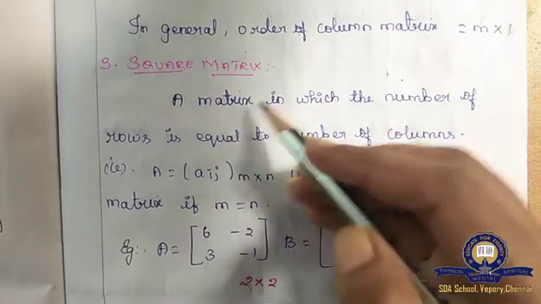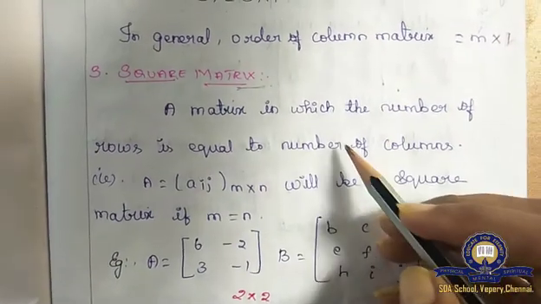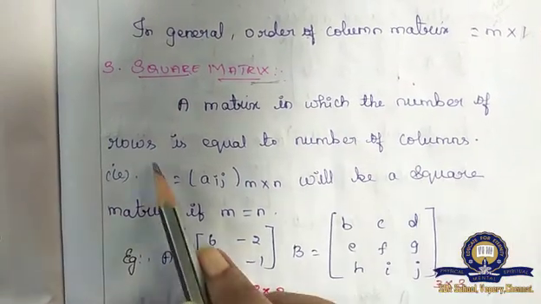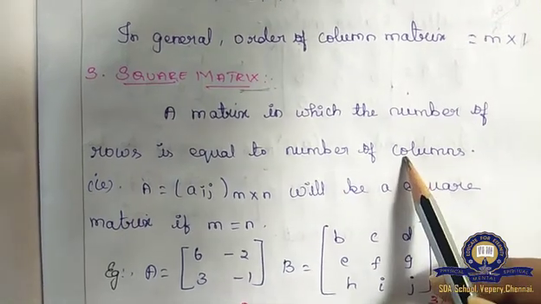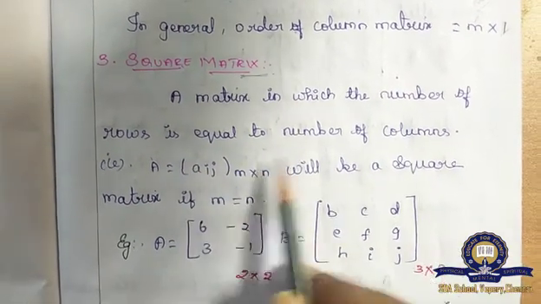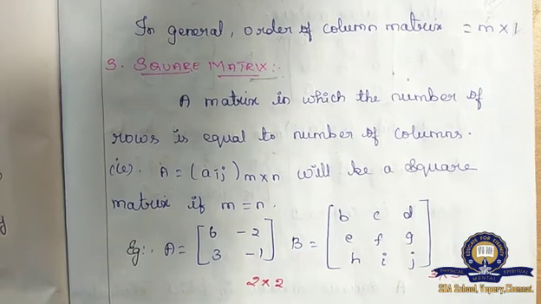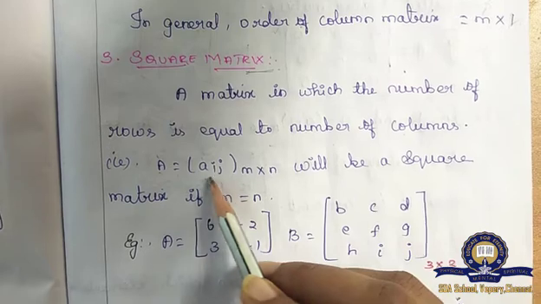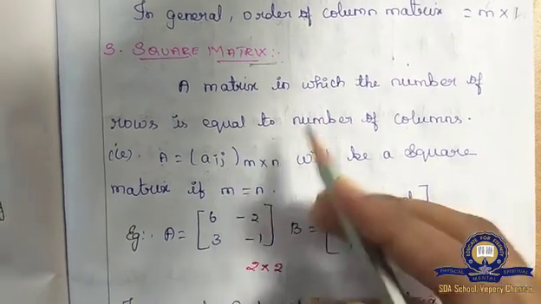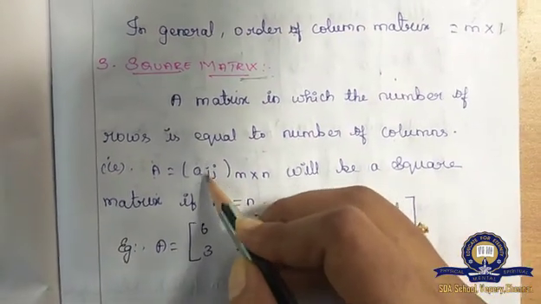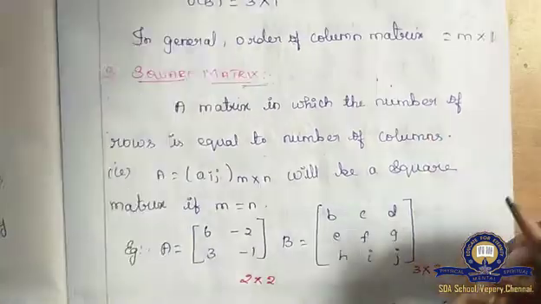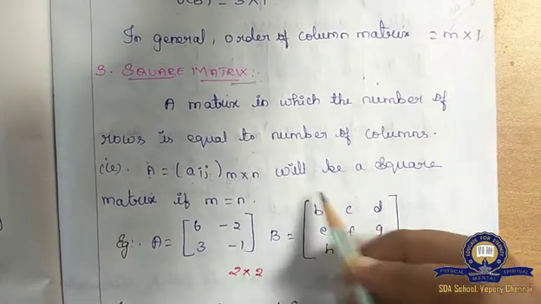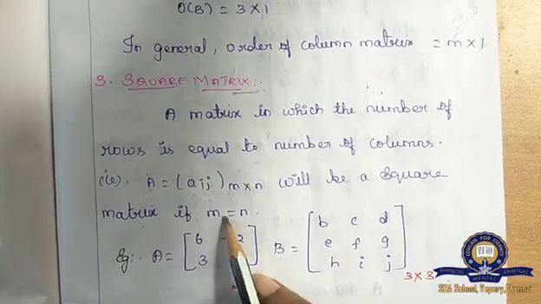Now the third type is the square matrix. From the name itself we can understand what a square matrix means: a matrix in which the number of rows is equal to the number of columns. So we should have an equal number of rows and columns. That is called a square matrix. If A is any matrix, what is Aij? Aij is the element where I is the row number and J is the column number. Here we write the order as m cross n, and it will be a square matrix if m is equal to n.